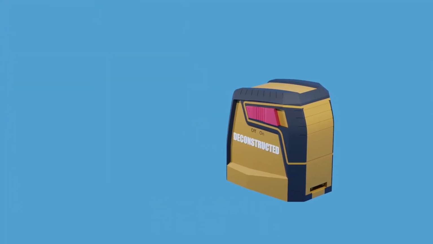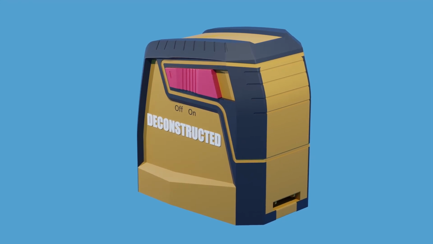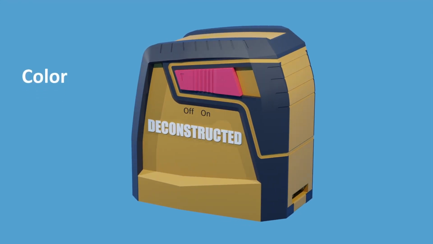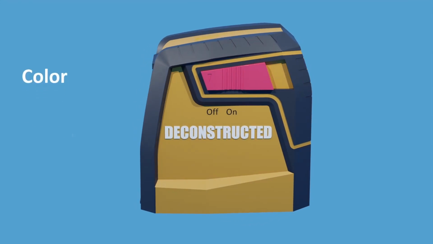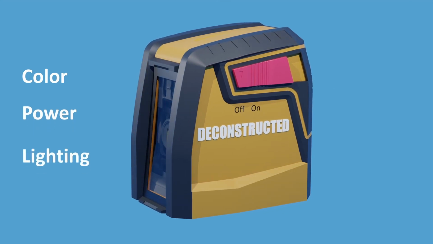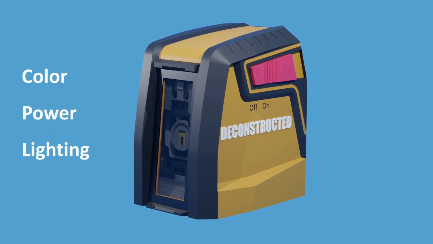The visibility of the laser line also depends on factors like the laser's color, green being more visible than red, the power of the laser, and the ambient lighting conditions. Let us know in the comments if you guessed correctly.